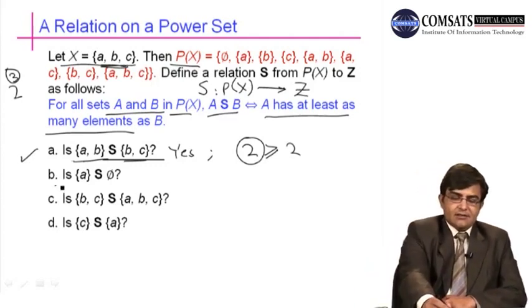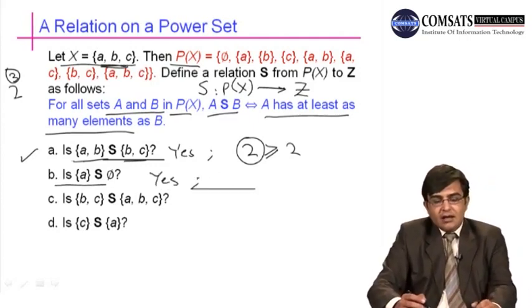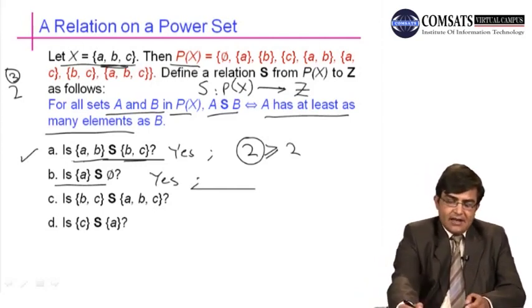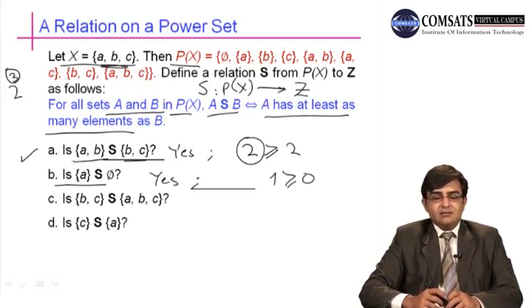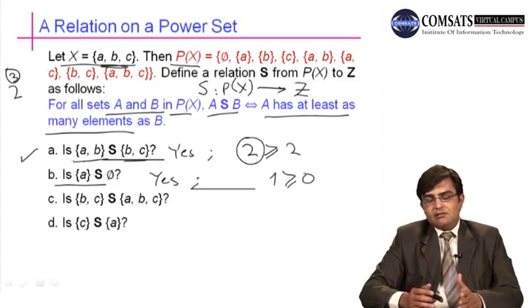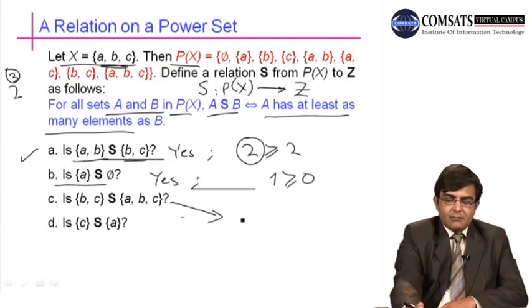Now A is related to the empty set because A has 1 element and the empty set has 0 elements. So 1 is greater than or equal to 0. This is true. So A has at least as many elements as B. The number of elements in A is greater than or equal to the number of elements in B. So this is true. In the next case, the number of elements in the first set is 2, in the second set is 3. Is this true?